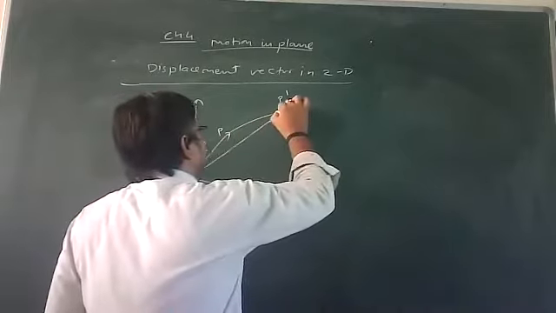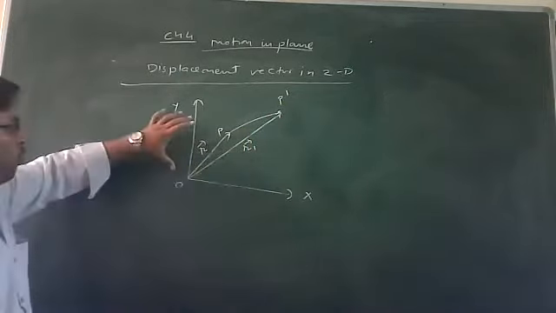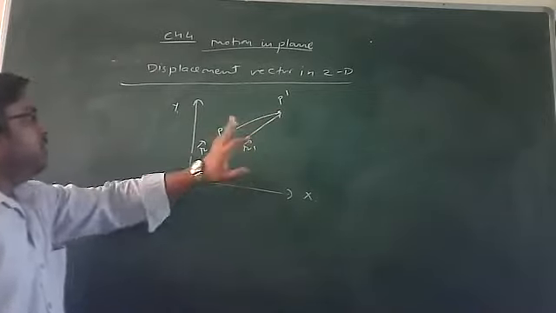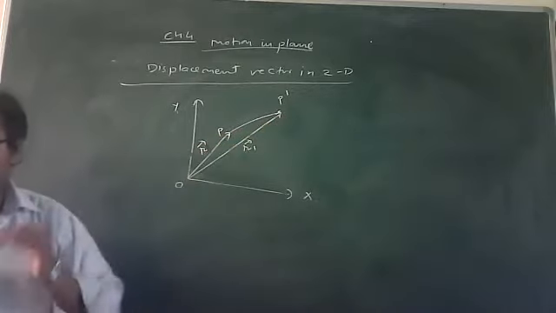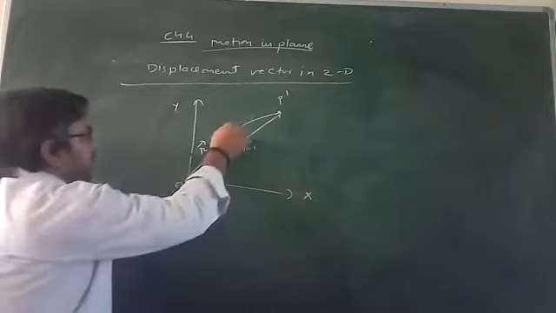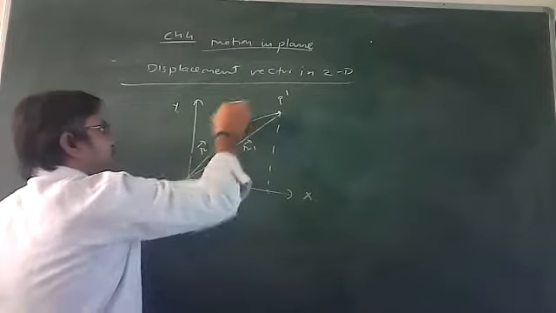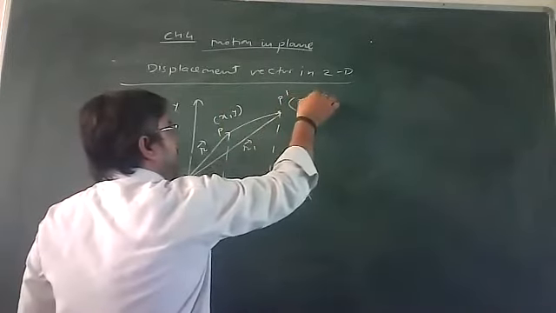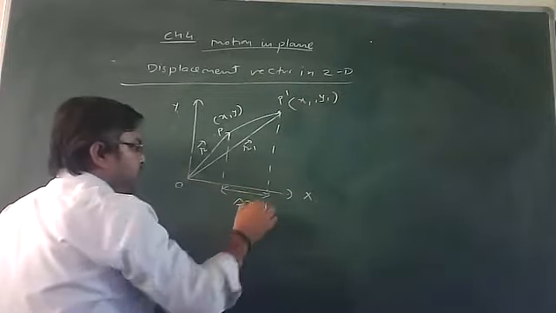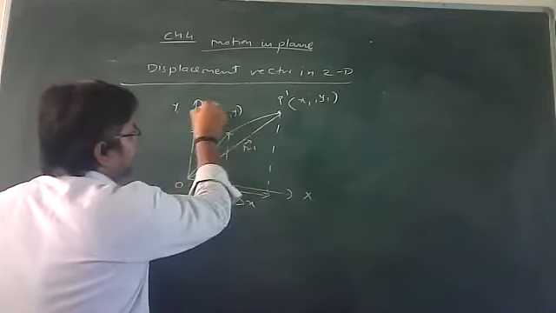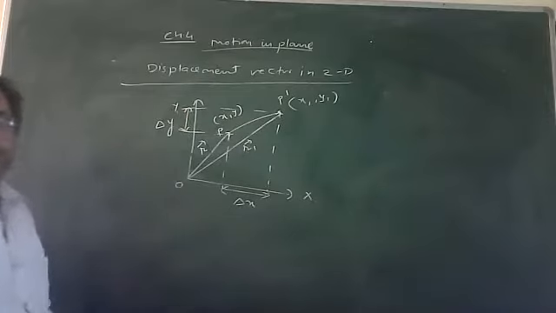And the position of P dash, OP dash, I'm writing as your r1 vector. OP vector is your r vector and OP dash is your r1 vector. The object moved from point P to point P dash. Now, see the various components available here. Point P has 2 components, the x component as well as the y component. And P dash also has 2 components, x1 and y1. If I see the difference, this will be your delta x, and this part on the y-axis will give you the y component, your delta y component.